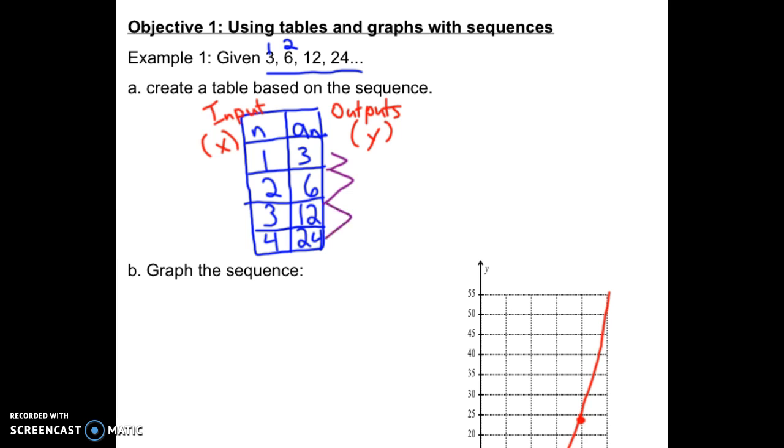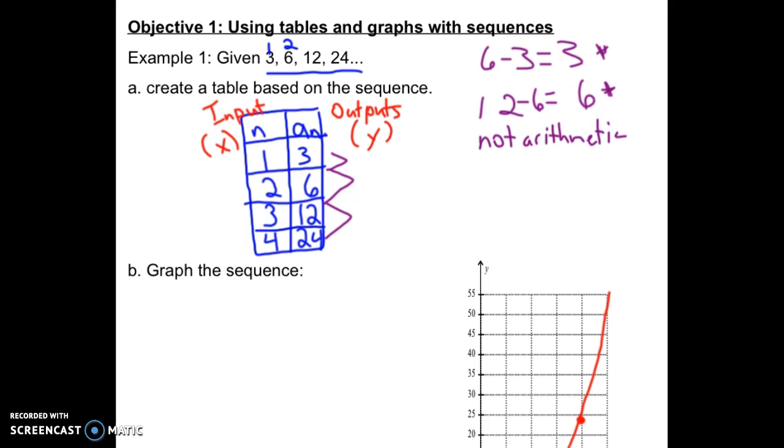So remember, to find the difference, I can do 6 minus 3. If I want to see if it's arithmetic, 6 minus 3, the second term minus the first term, equals 3. To test to see if that works, I do the third term minus the second. 12 minus 6 equals 6. These 2 numbers are not the same, so it is not arithmetic.